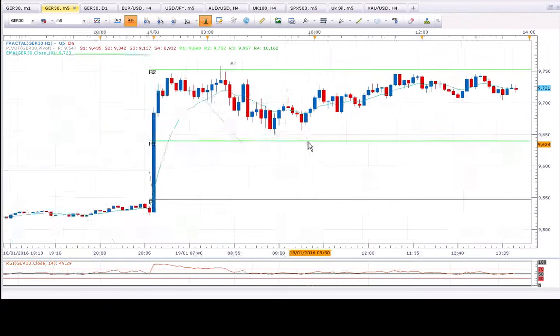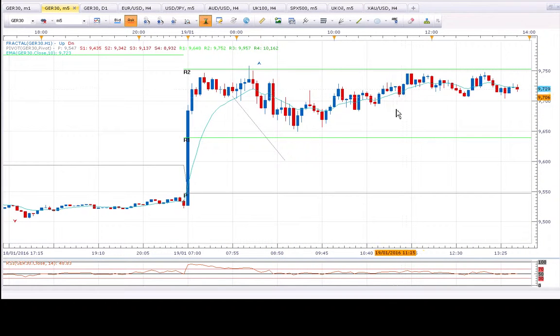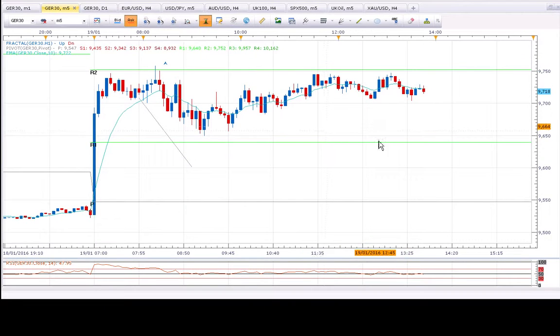But overall, it's really quite flat, not doing a great deal. So what would you use a moving average for? Well, on its own, a 10-period moving average doesn't really tell you a great deal that you can't already see yourself with your own eyes. It's just showing us that we went up and now we're going sideways. It doesn't really give you a great deal of information.